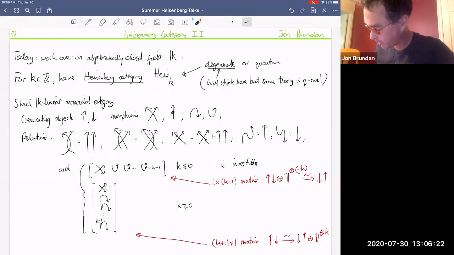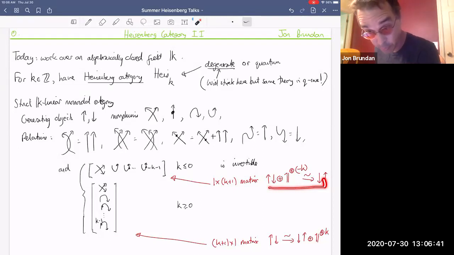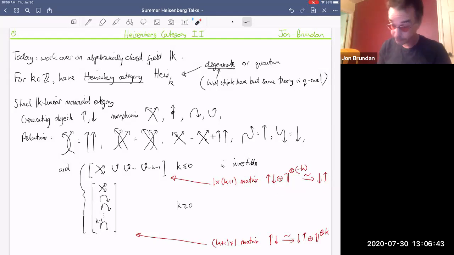So for example, in the case that the central charge K is less than or equal to 0, this is a 1 by K plus 1 matrix. So it defines a morphism here from up down direct sum some copies of 1 to down up. And I'm basically forcing that those objects are isomorphic by this relation. So that's this Heisenberg category that we're studying.